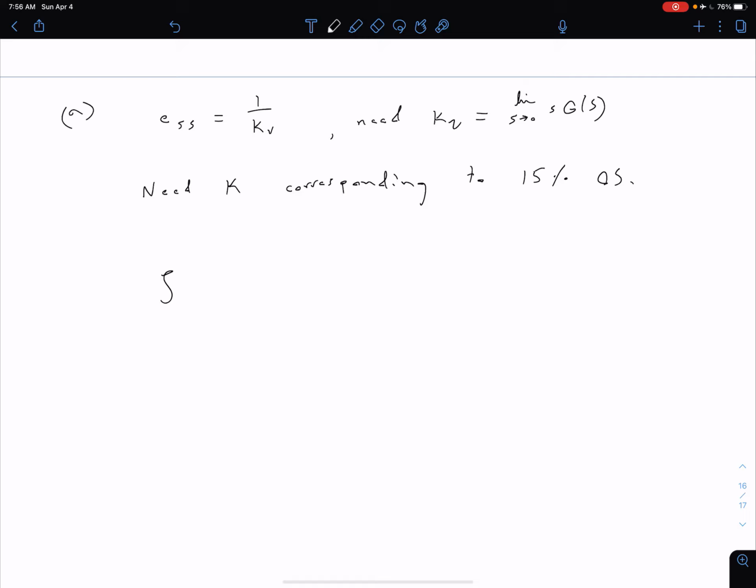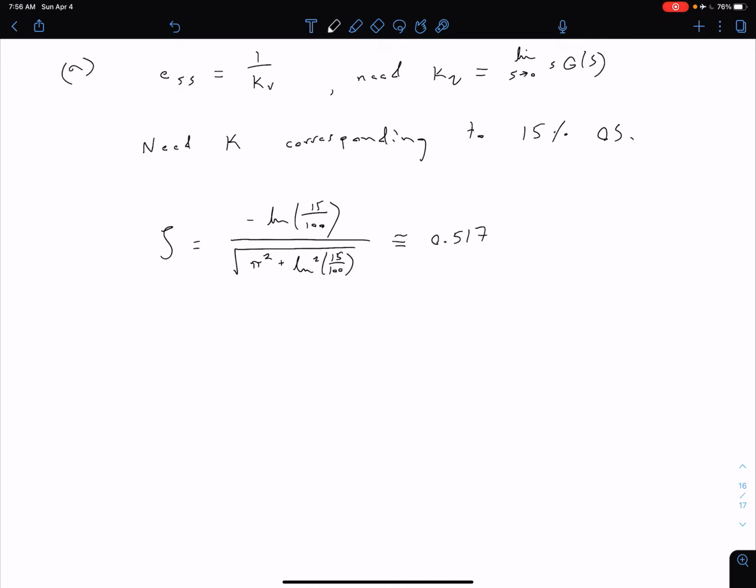So we know that our damping ratio, zeta, is equal to negative natural log of 15 divided by 100, divided by the square root of pi squared plus the natural log squared of 15 over 100. If we evaluate that, we see that this corresponds to a damping ratio of approximately 0.517. We could calculate the gain value that corresponds to that by hand, but it is extremely tedious. So what we're going to do is go to MATLAB.